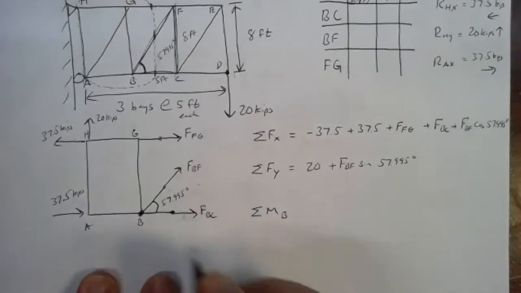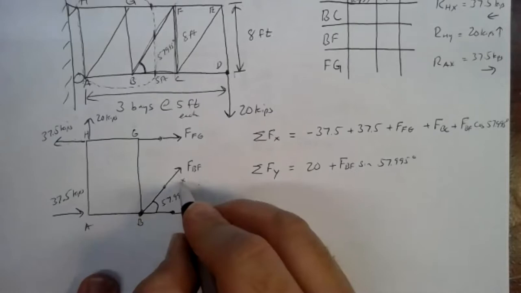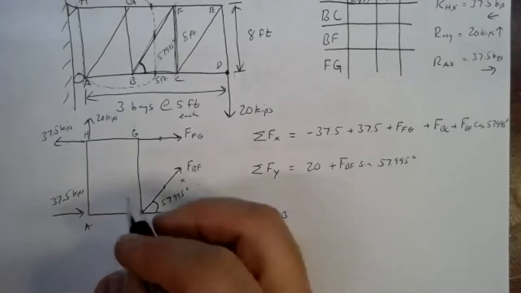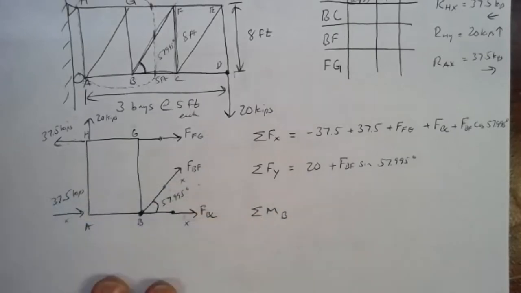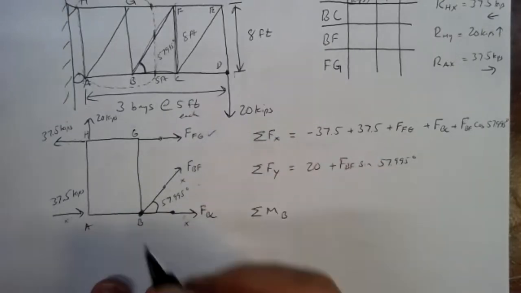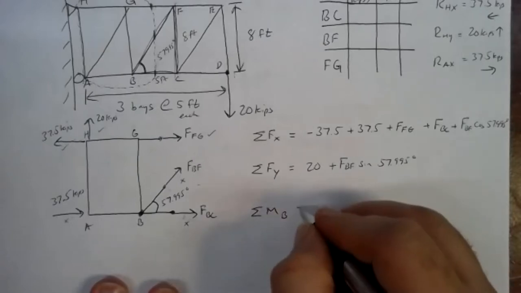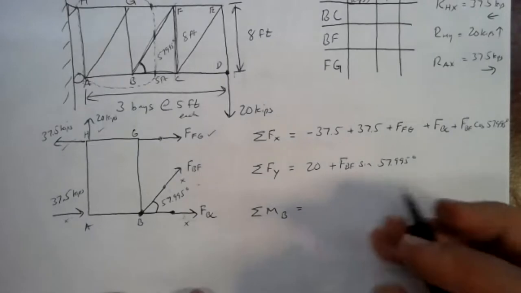If I pick B as my pivot point, that's going to knock out FBC and FBF. It's also going to knock out this 37.5 kips, since the line of action of that 37.5 kips goes right through B. But FFG will have a moment, the 37.5 kips will have a moment, and the 20 kips will have a moment. So I'll have 3 terms in my moment equation. So let's work those out.